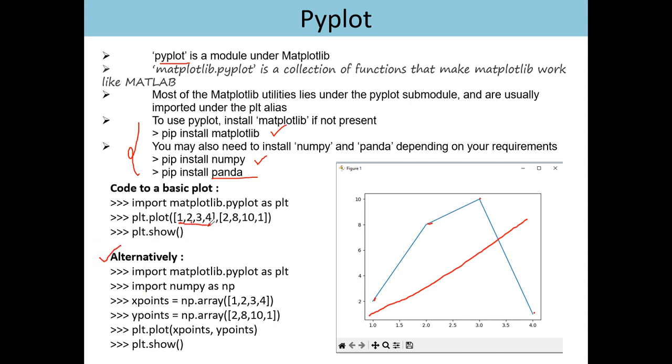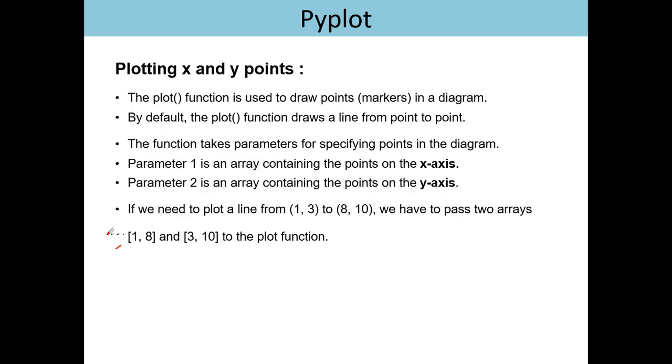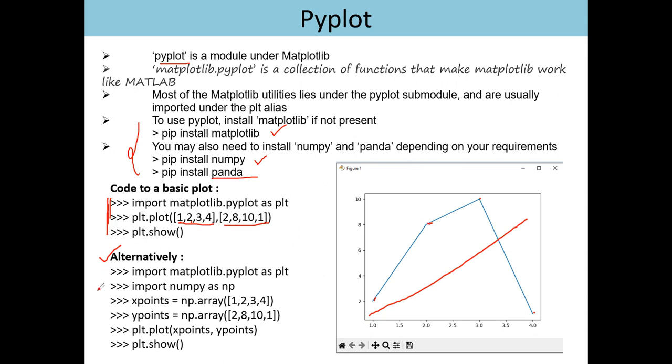Here the x and y dimensions have been given directly inside the plot function. Rather, what you can do, see here, in this code we do not use numpy. This is an alternative code where we use numpy. Import numpy, and using numpy we have created two arrays separately. The same program. The arrays are named x points and y points, and we are passing x points and y points inside the plot function.